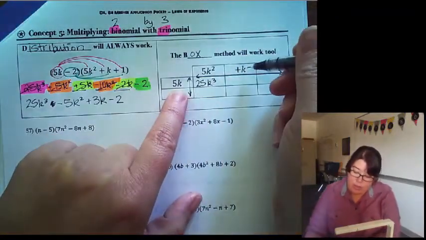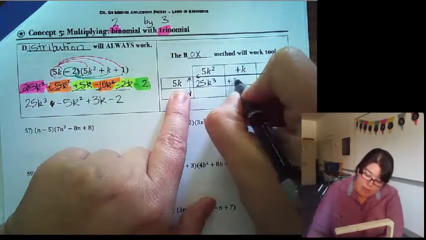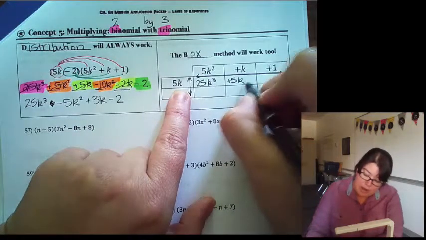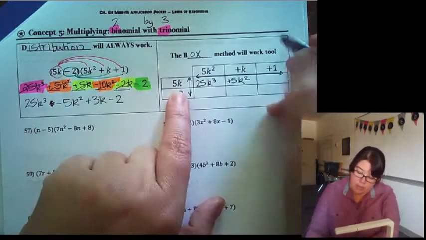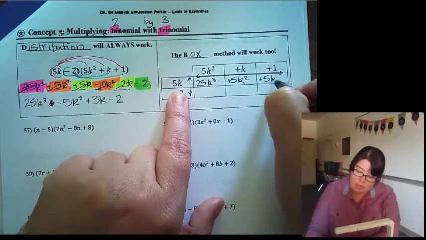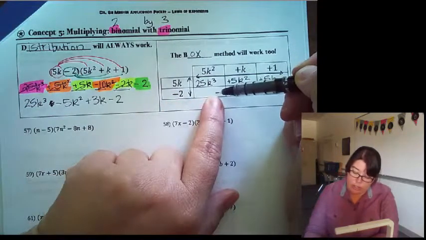Now I'll multiply these 2 together, and it's going to go in this box. So 5 times positive 1 is positive 5. K times k is k squared. Now multiply these 2 together, and it's going to go here. 5 times 1 is positive 5. And the k isn't being multiplied by anything, so it stays k. Now I'm going to multiply these 2 and put the answer here.